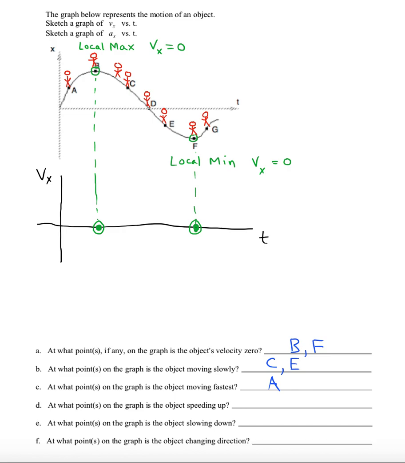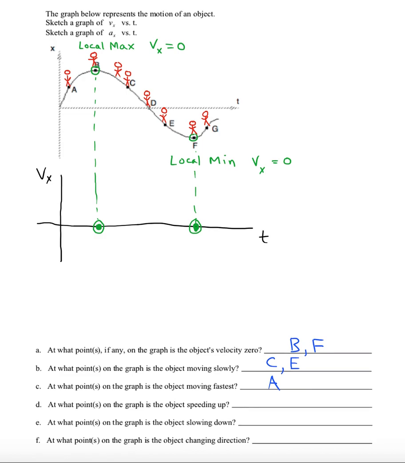Now we're asked, where is the object speeding up? We're looking for the slope to be getting steeper and steeper and steeper. Okay, so where are we speeding up? We already established that at B, the object's not moving, the velocity is 0. But at C, we said it was moving slowly. And I think at D, the slope is even steeper, which means it's moving pretty fast at D. So I would say on this whole interval here, this would be a place where we're speeding up.